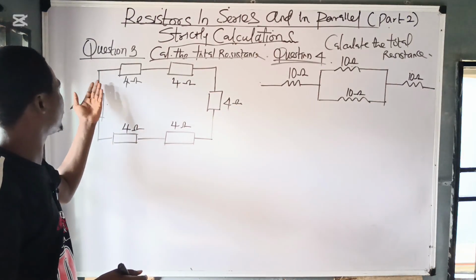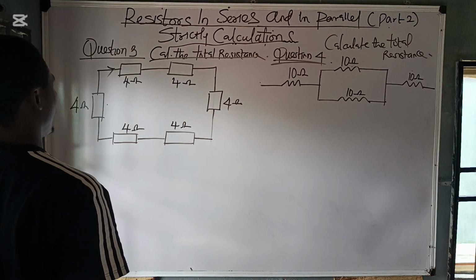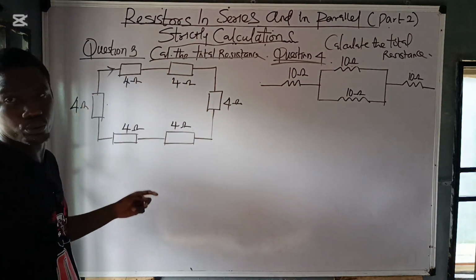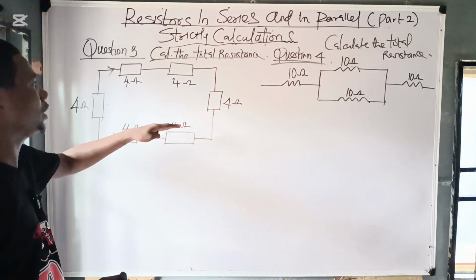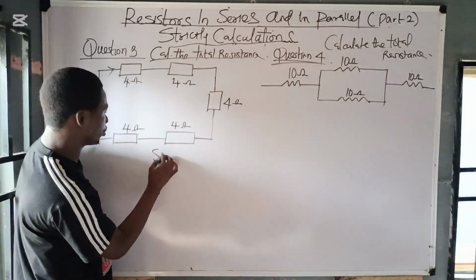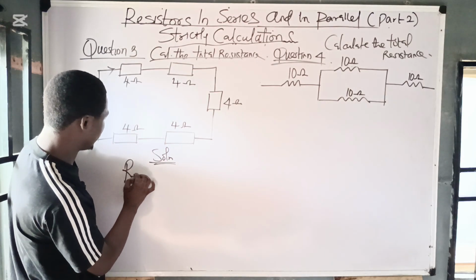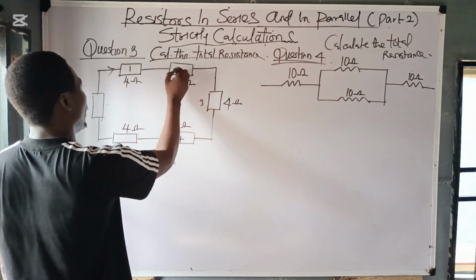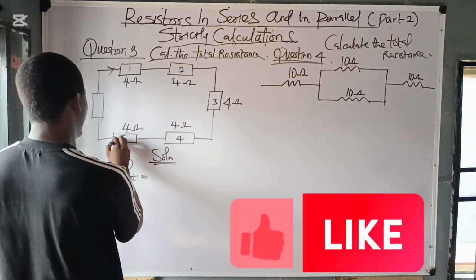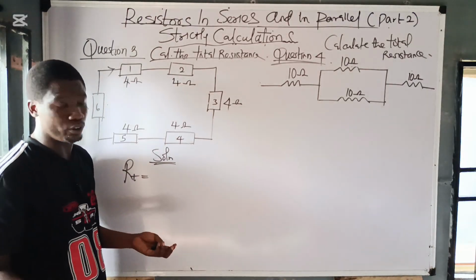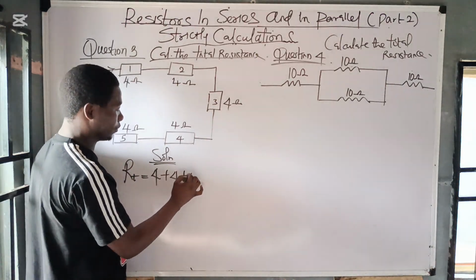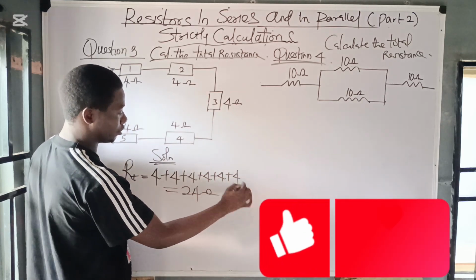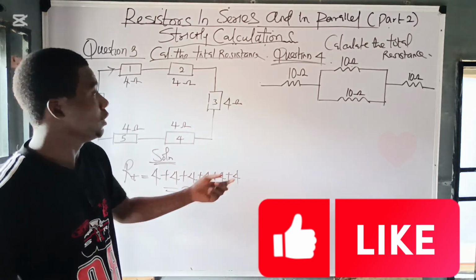Very easy. For this, if you analyze the current, let's assume the current begins from here. It flows like this, comes like this, flows like this, and flows into this too. So it means that this connection is in series. Because of that, R total is equal to, we can number them 1, 2, 3, 4, 5, and 6. That means 6 times 4, and that will give us 24 ohms. The circuit is in series. Now what about this?